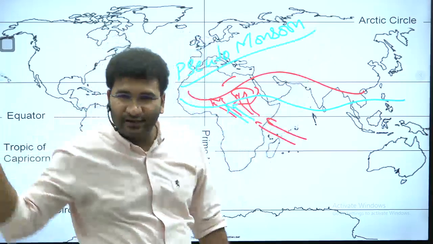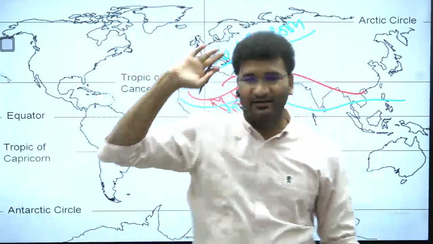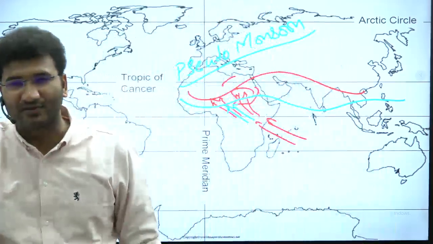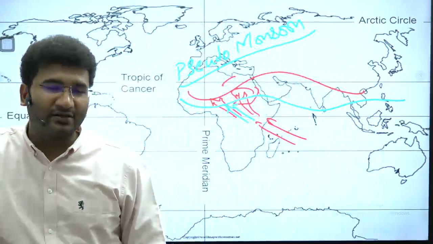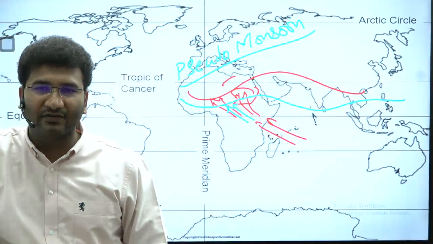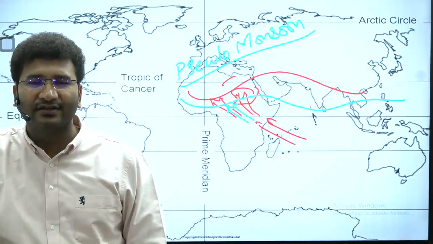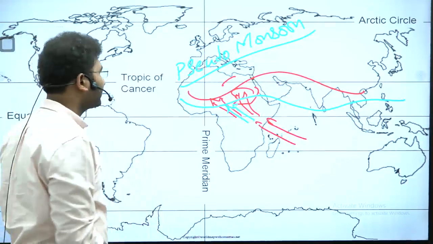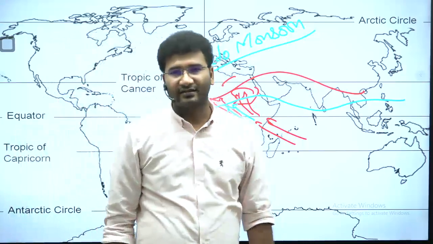That means only in one direction it rains, right? That is called pseudo monsoon, where the seasonal reversal of the winds does not take place completely. Partial reversal of the winds takes place. ये pseudo monsoon. ये pseudo monsoon और कहाँ होता है? देखो चाइना में, ठीक है? चाइना देखो.